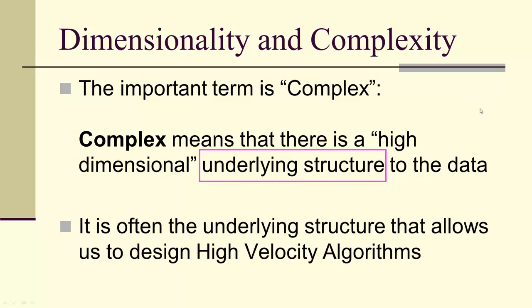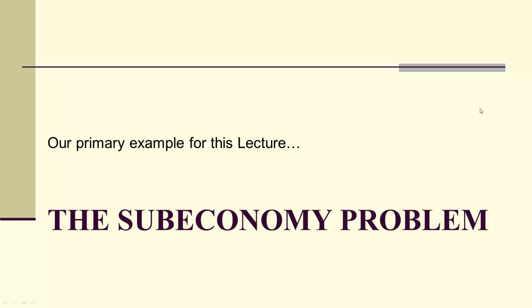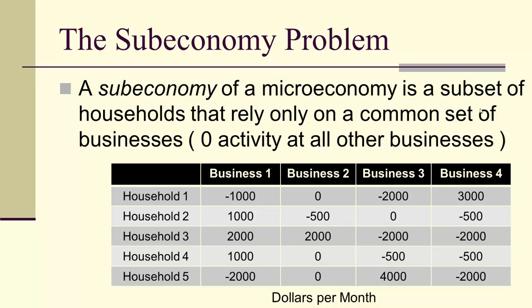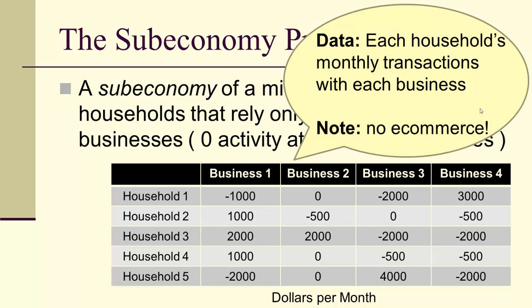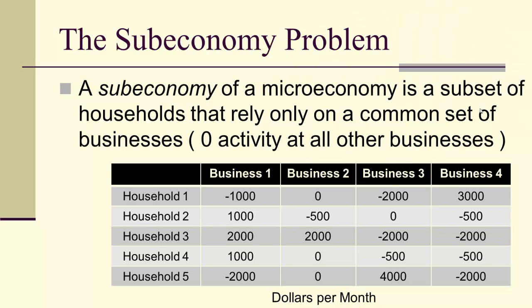The main example for this lecture is going to be what's called the SubEconomy problem. A SubEconomy is a subset of households that rely on a common set of businesses. They don't shop at other businesses, they all shop at the same businesses. The data here is each household's monthly transactions with each business. Notice that there's no e-commerce.